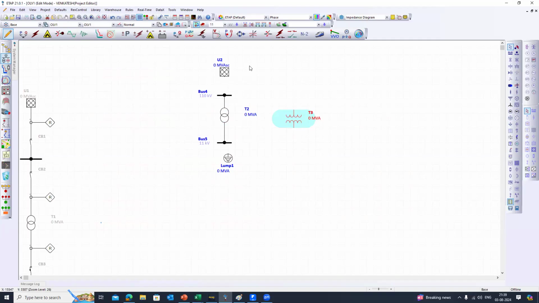Because you might have studied in some textbooks with this symbol, right? If you use this symbol, that means it is following the ANSI standard, and if you are using this symbol, it means it is following the IEC standard. Okay, this is the first and foremost thing which you need to understand.